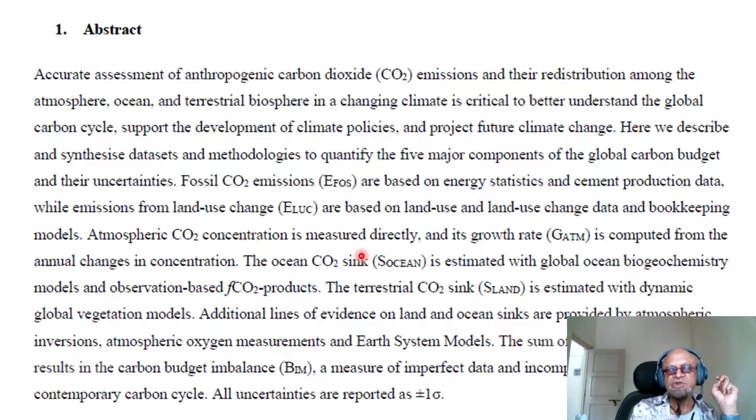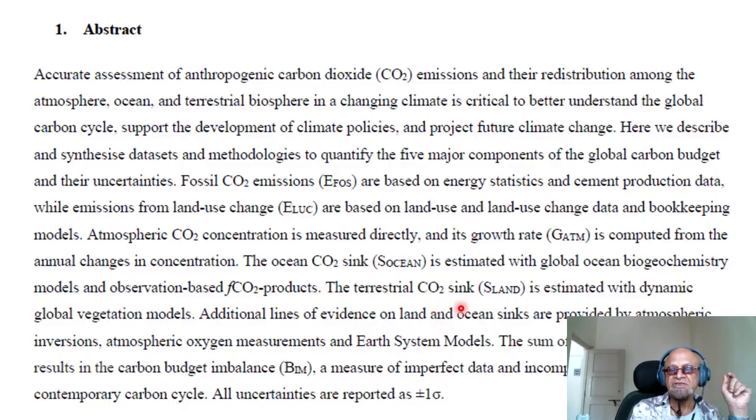Atmospheric CO2 concentration is measured directly, and its growth rate, G-atm, is computed from the annual changes in concentration. This is something we can do very precisely and accurately because it's well mixed, inert, and easy to measure in some ways. Of course, when you do global mean, you have only hemispheric gradient to worry about, so it's easy to handle atmospheric CO2. The ocean CO2, on the other hand, is estimated with global ocean biogeochemistry models and observation-based fCO2 products, which are the partial pressure differences or partial pressures.